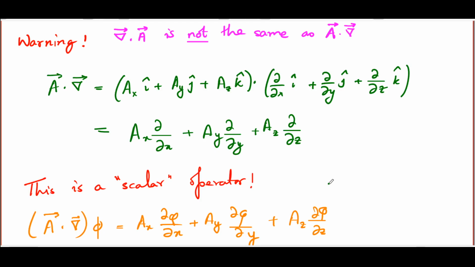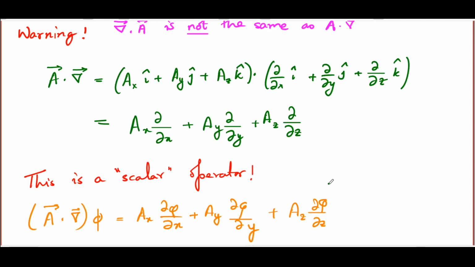A dot del acting on phi is simple. It's Ax ∂/∂x plus Ay ∂/∂y plus Az ∂/∂z acting on phi. And it's simply the scalar field Ax ∂phi/∂x plus Ay ∂phi/∂y plus Az ∂phi/∂z. In fact, in this case, you can easily see that this is actually the same as A dotted with gradient of phi. So it's as if the del operator has shifted from being in the dot product with A to acting upon the scalar field phi.